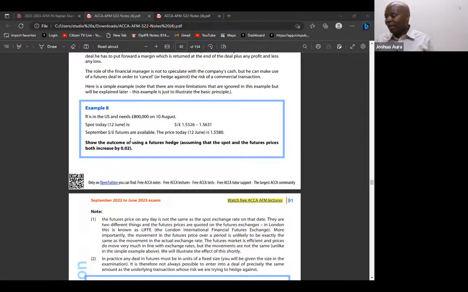September is just ahead of us when we receive this money. September dollar per pound futures are available. And the price today of these futures, 12th of June, is 1.5580. Show the outcome of using a futures hedge, assuming that the spot and the futures prices both increase by 0.02.